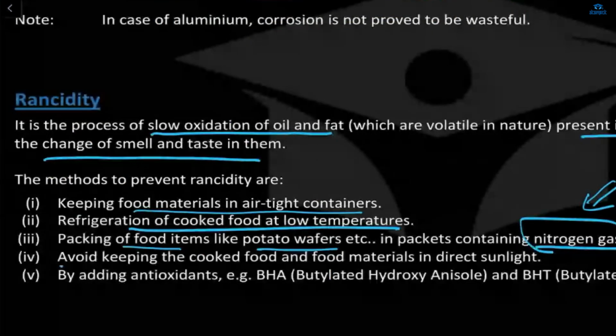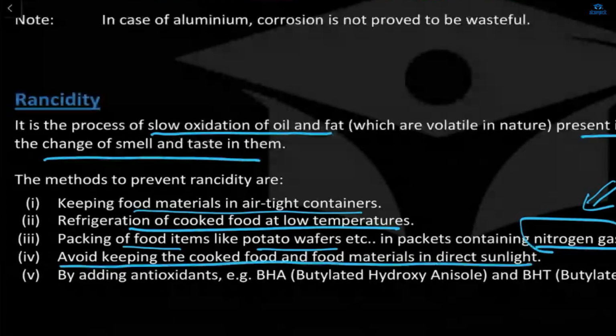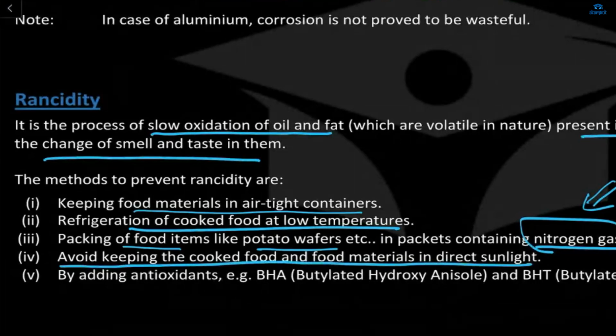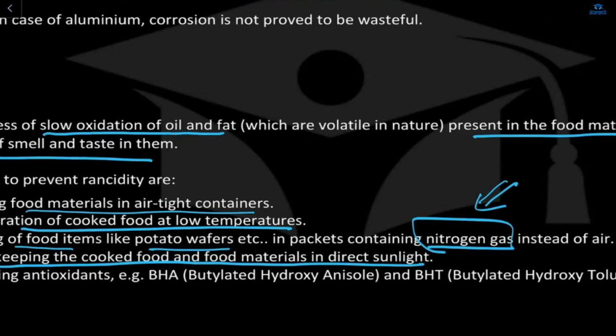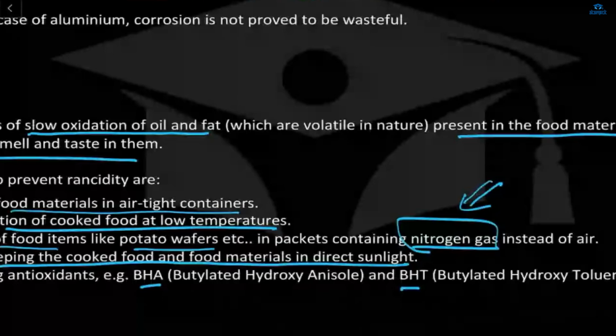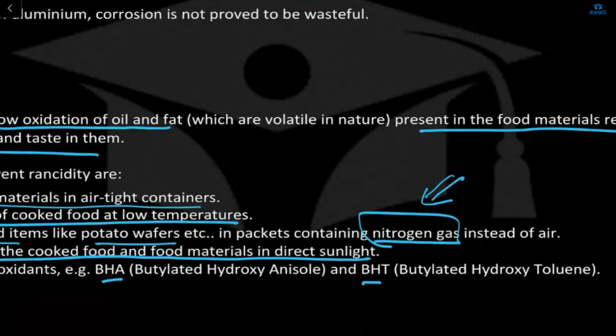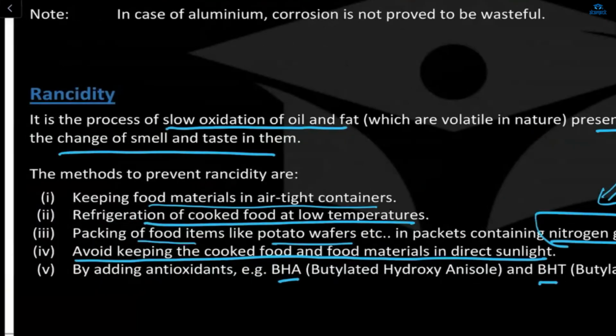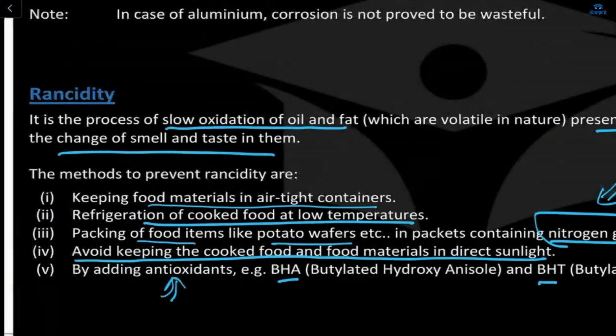So avoid keeping the cooked food and food material in direct sunlight. We have to avoid keeping our cooked food in direct sunlight. By adding antioxidant. What is antioxidant? Antioxidants are of two types: BHA and BHT. What is BHA and BHT? Ma'am, no idea. Butylated hydroxyanisole and butylated hydroxytoluene.